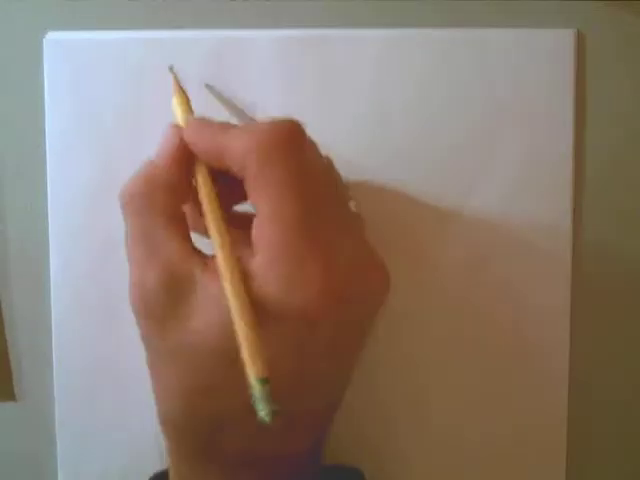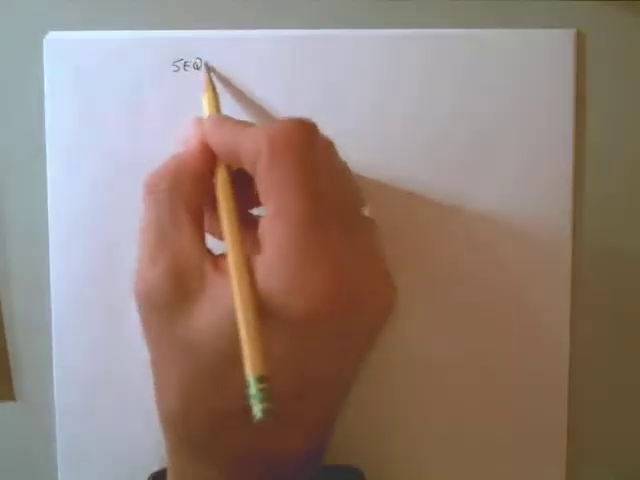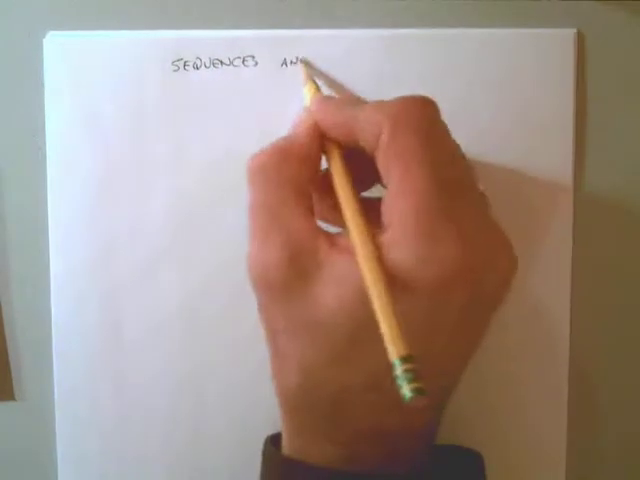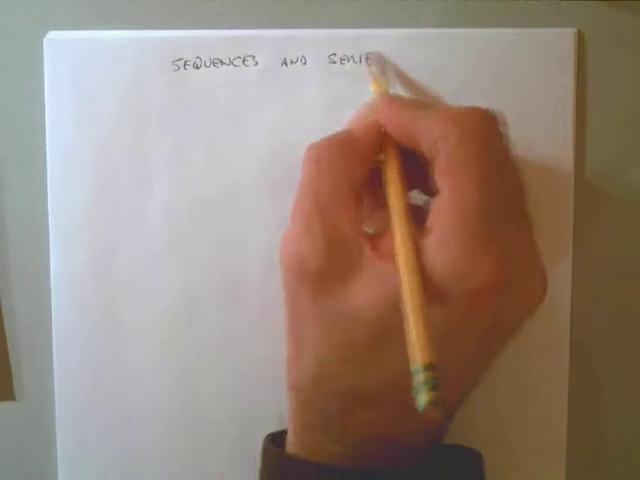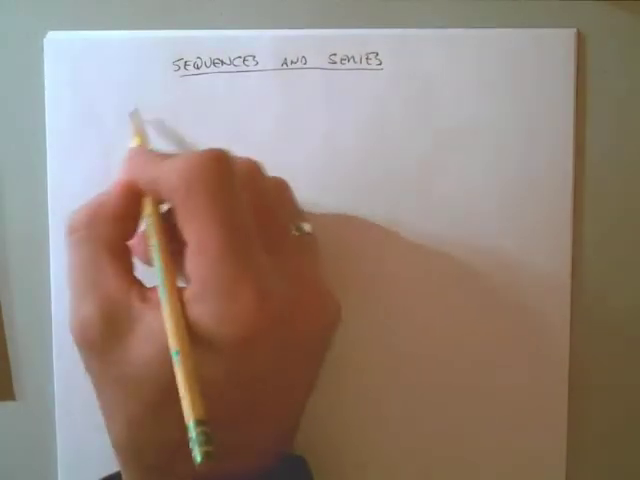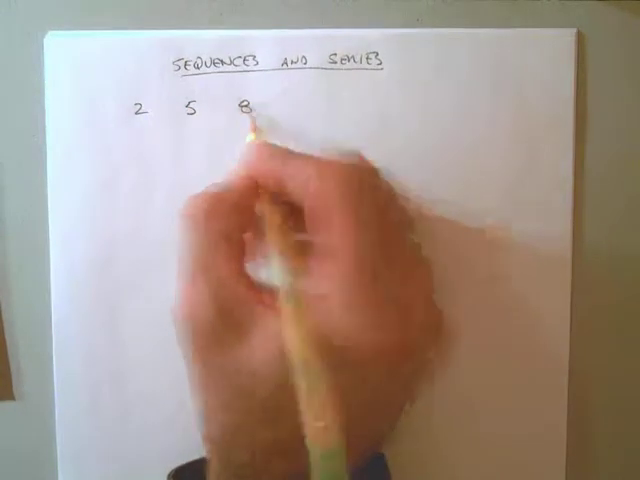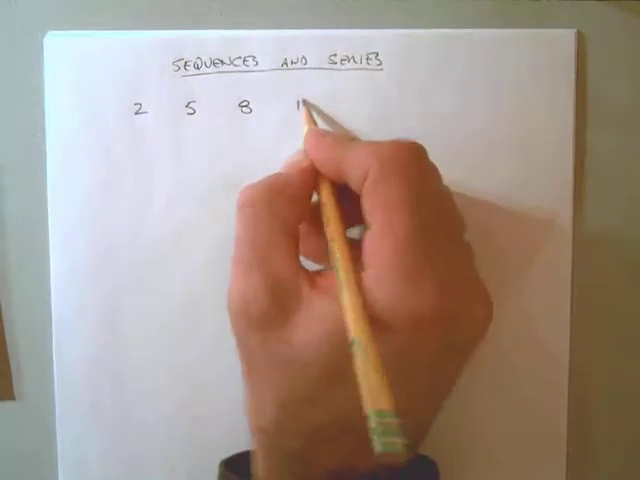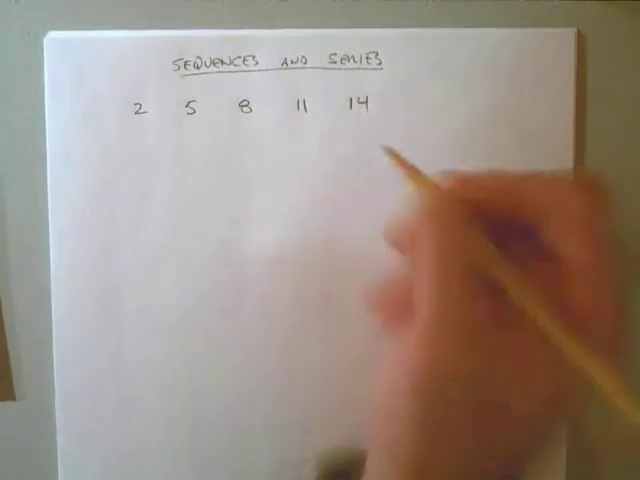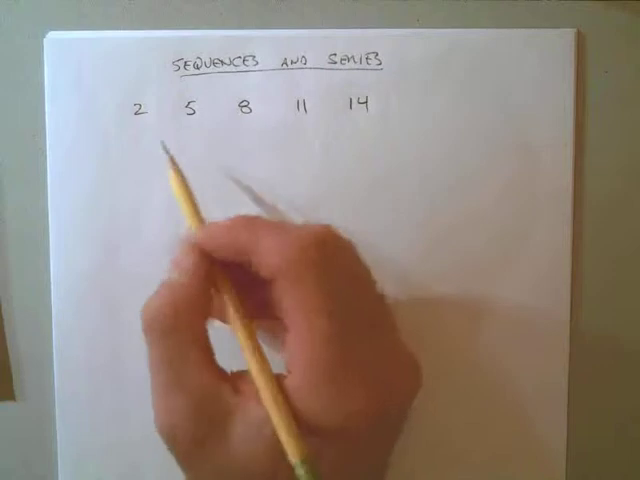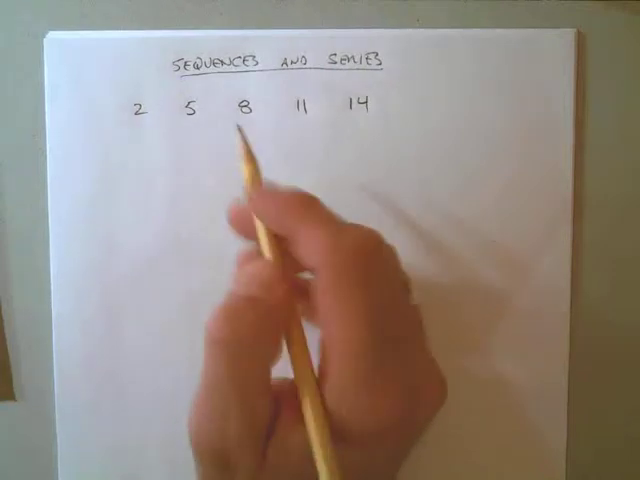Dave Staublin here, and we are going to talk about sequences and series. Now, let's say that we have a sequence and it looks like 2, 5, 8, 11, 14. Now, this would be a sequence because it is an ordered set of numbers.